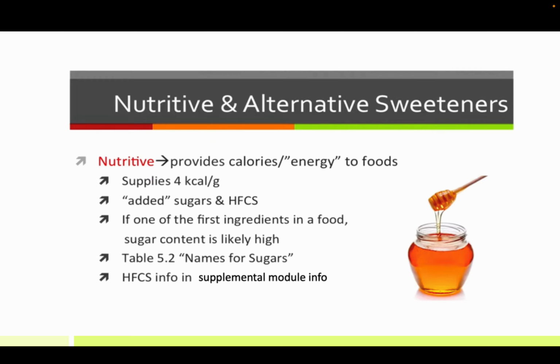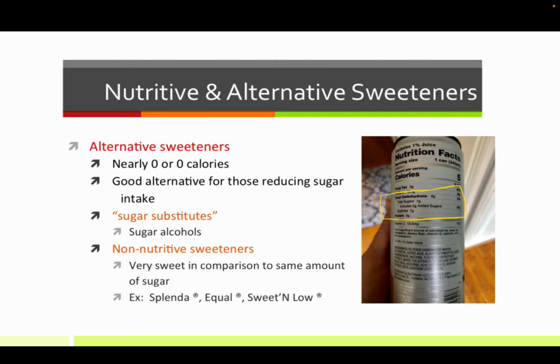Conversely, alternative sweeteners are those that don't provide any energy, so they provide nearly zero calories. These types of sweeteners are often chosen by those trying to reduce their intake from sugar. Sugar alcohols like xylitol, mannitol, sorbitol, and erythritol are also alternative sweeteners found in chewing gums, sugar-free breath mints, and candies, and even some beverages. Added sugars must be on the current nutrition label.